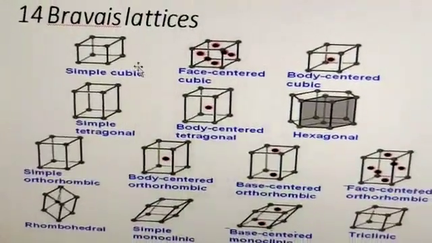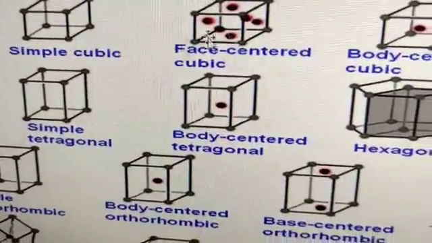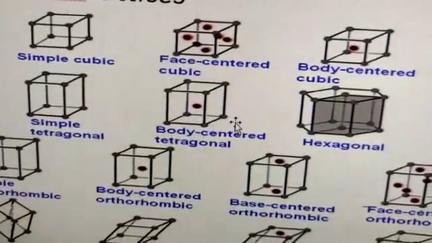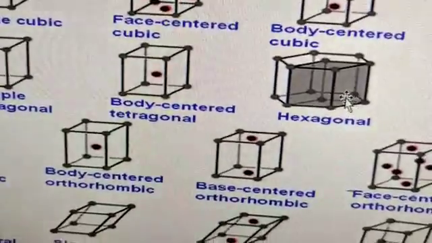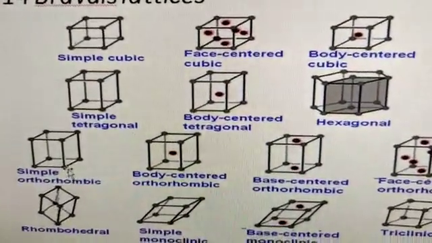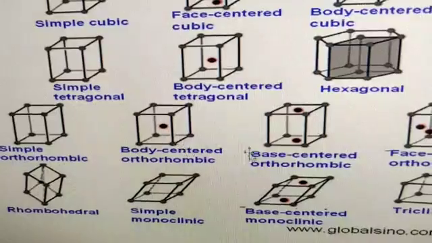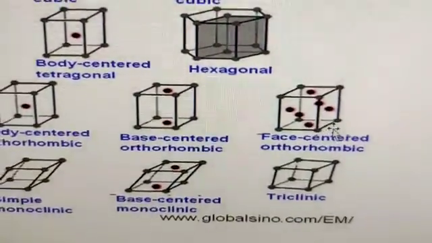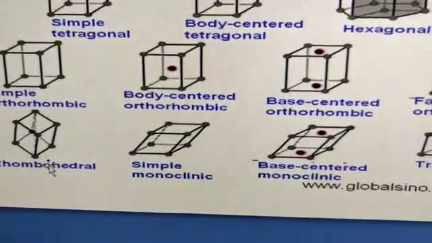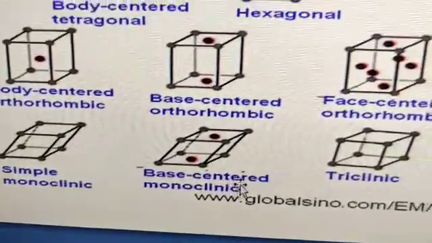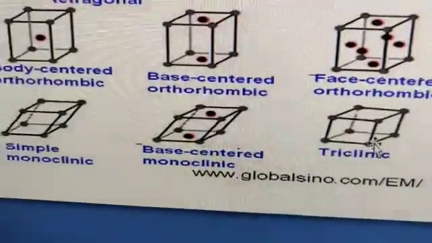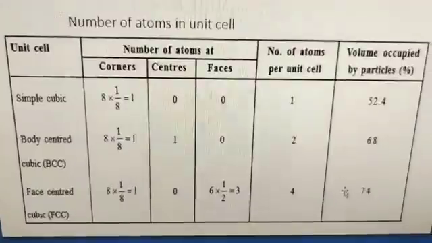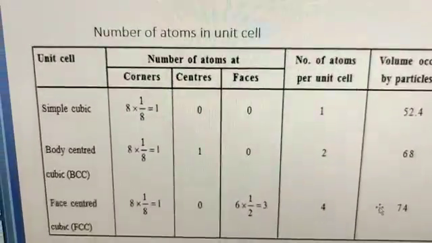The 14 Bravais lattices are given as simple cubic, face centered, body centered, simple tetragonal, body centered tetragonal, hexagonal, simple orthorhombic, body centered orthorhombic, face centered orthorhombic, rhombohedral, simple monoclinic, base centered monoclinic and triclinic. In depth, you are not going to study these 14 Bravais lattices.